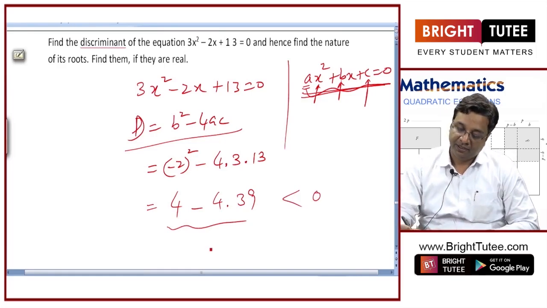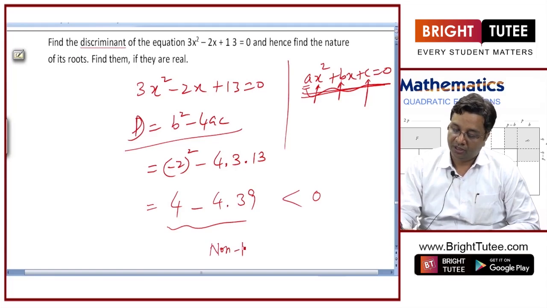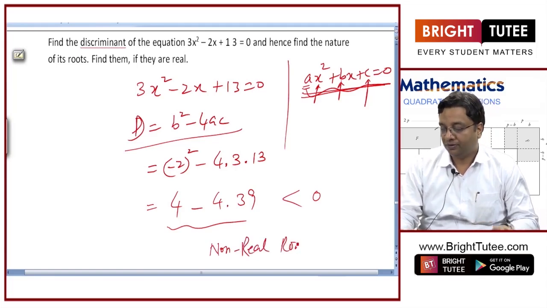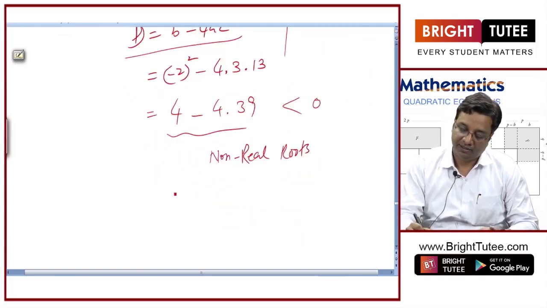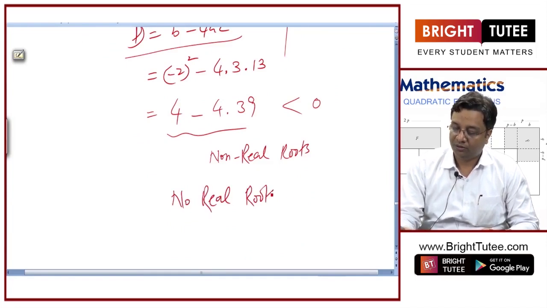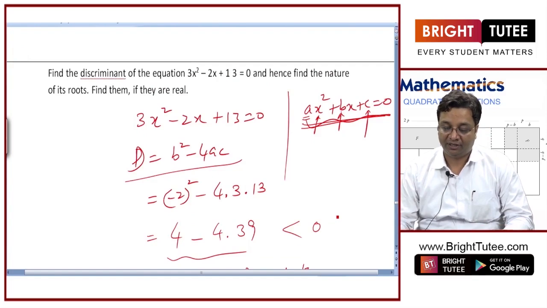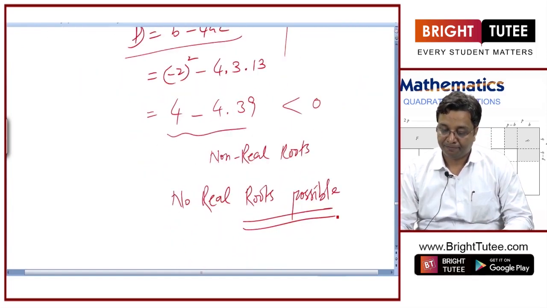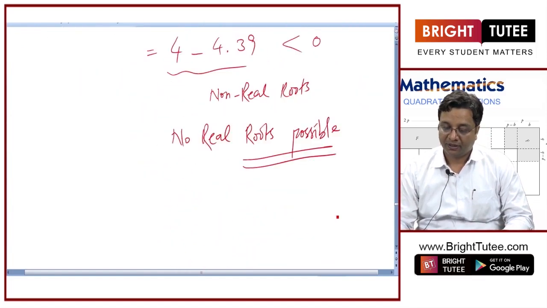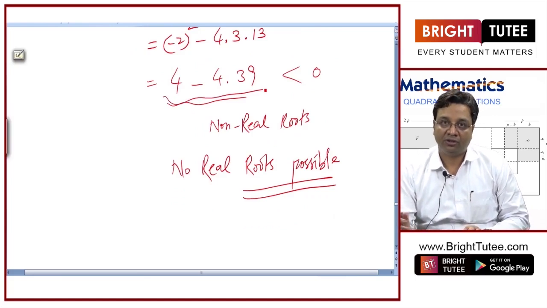Hence, we can say there are non-real roots, or we can say there are no real roots for this equation. No real roots possible. So, we don't have to calculate any further. You don't even have to show this complete calculation. Otherwise, you can show it very easily.